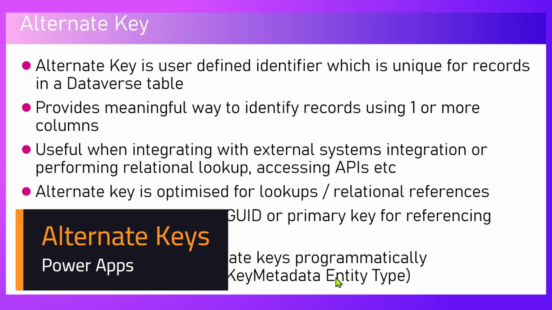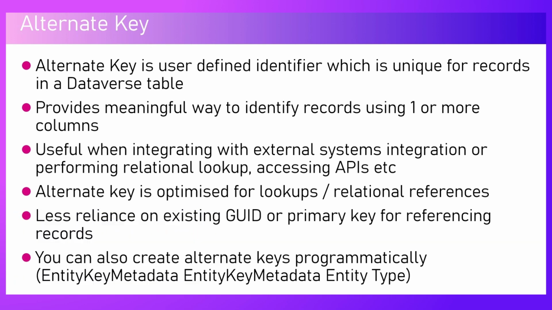In this video, let's explore one of the concepts in Dataverse tables named alternate key. An alternate key is a user-defined identifier which is unique for records in a Dataverse table. Every Dataverse table will have a unique identifiable record, and that's called the primary key, which is created by the system.